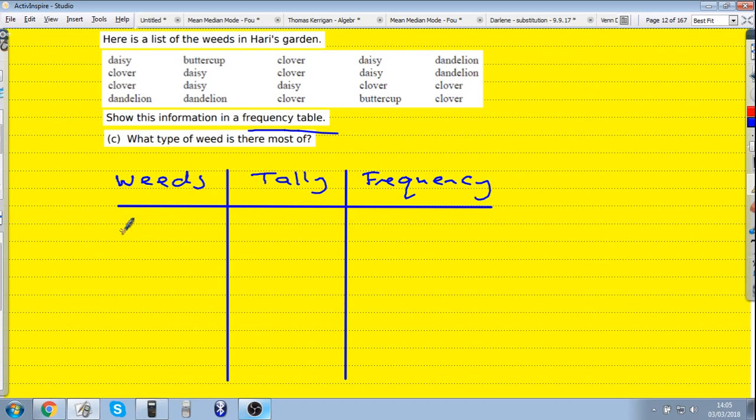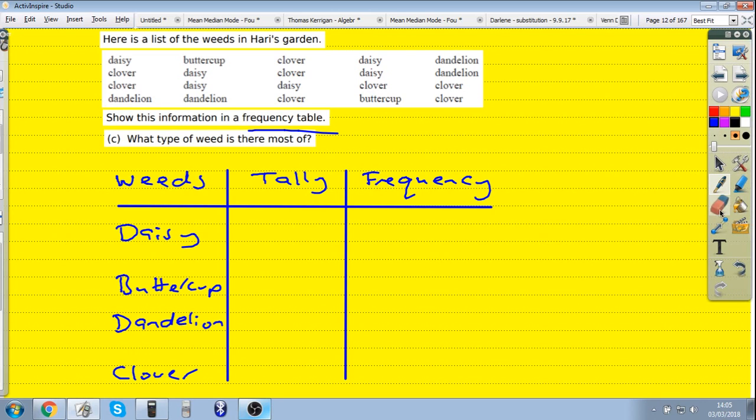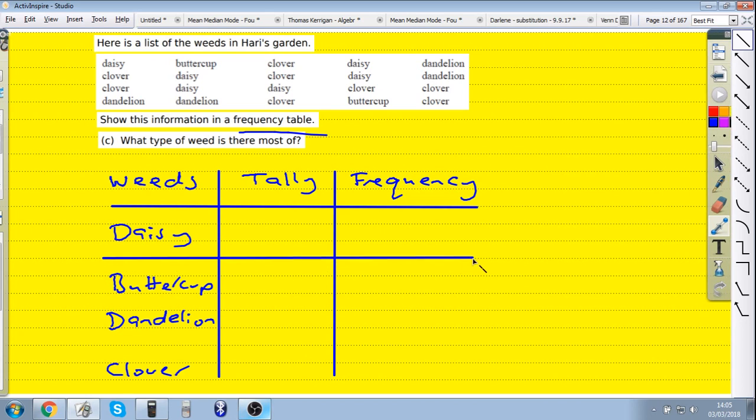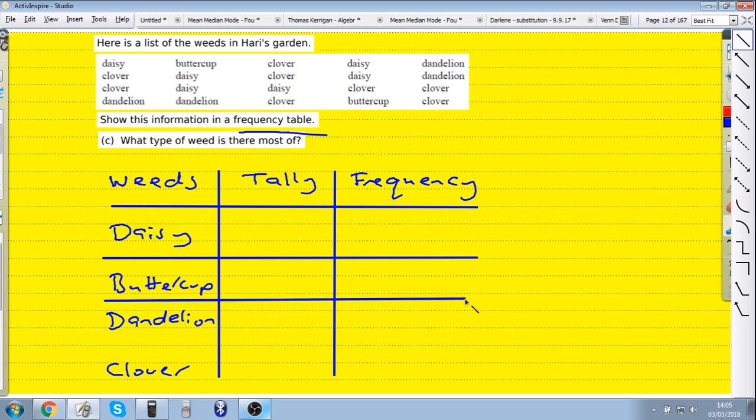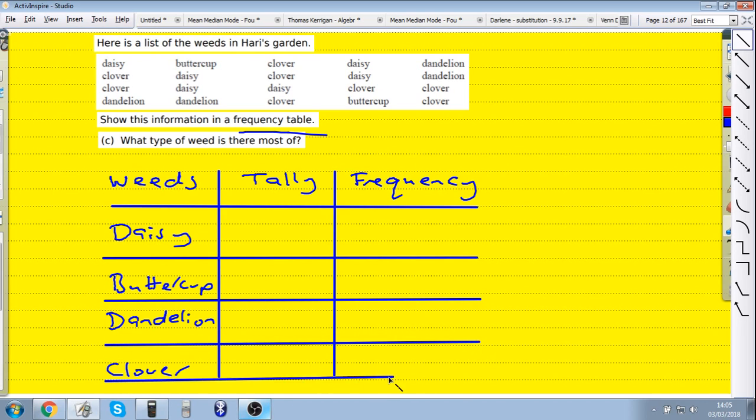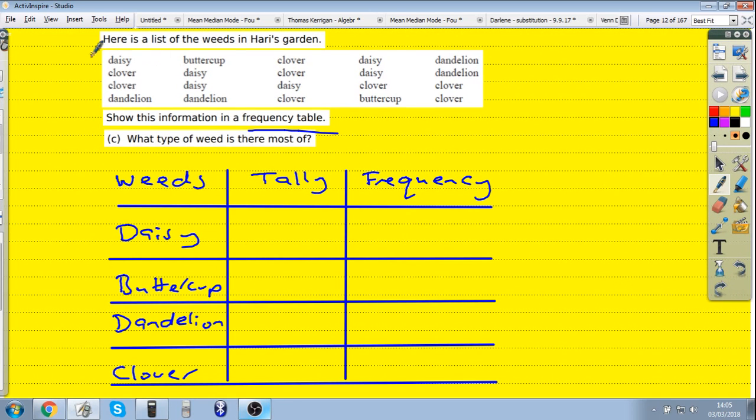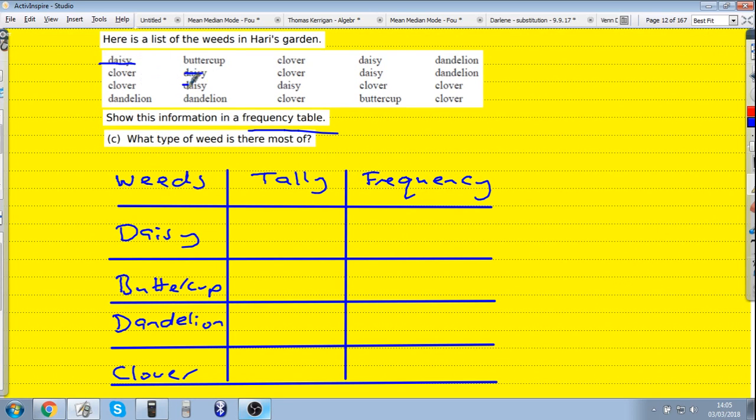Okay, what are they? So daisy, buttercup, clover, dandelion. I think that's it. One more. Dandelion. Oh, did you say clover? Yeah. Okay, and clover. And then we have to go. So for daisy, for example, we have to count how many times we see daisy, and then we put it into the frequency bit. Yeah. So is it 6 times? Yeah, and then it's just the same from then on.